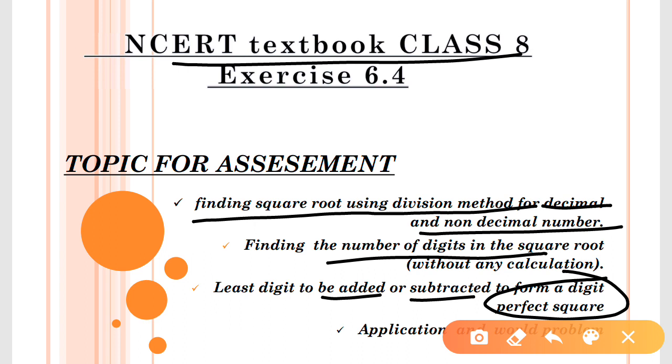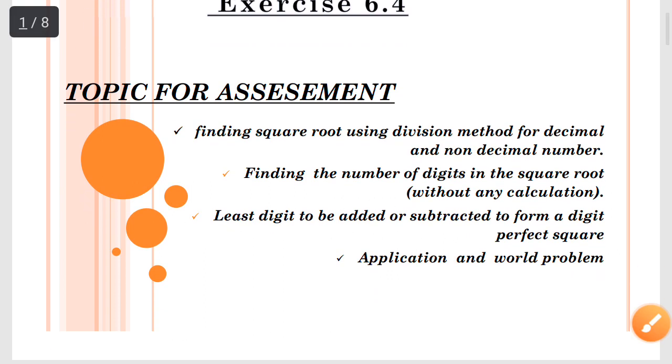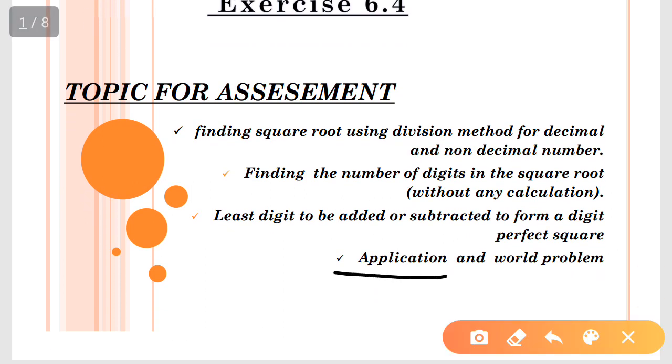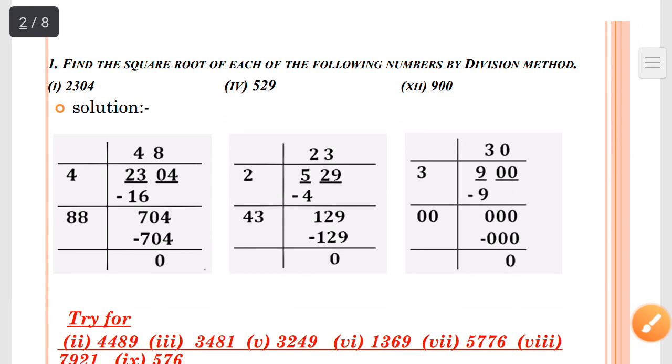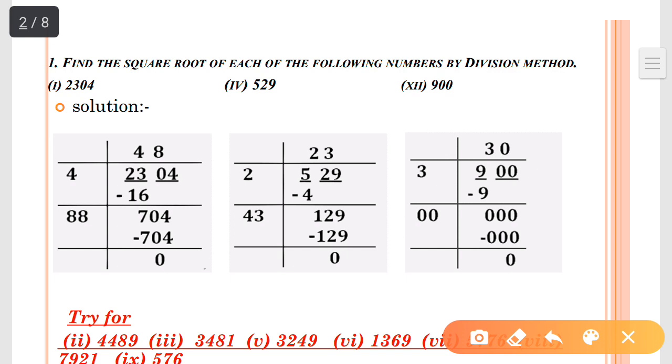And the fourth one is applications of the square root, solving some word problems. So the first question is finding the square root of the given number using the division method. We have 2304. First we will pair the digits. On pairing, we got 04 and 23.